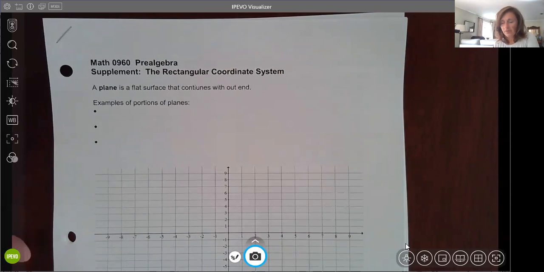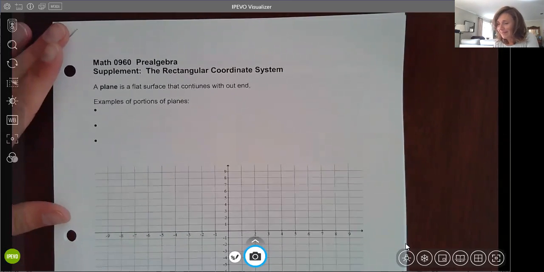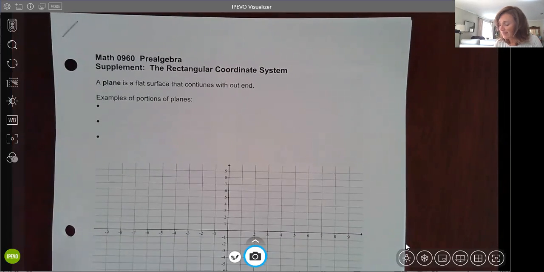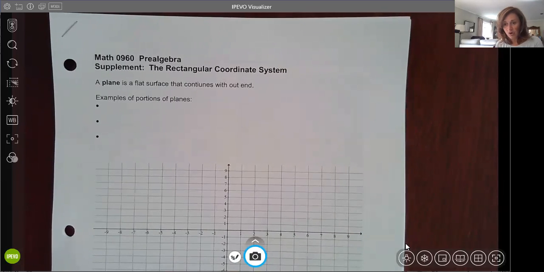So we're going to take the definition of a plane. And so a plane is really a theoretical concept because it says it's a flat surface that continues without end. So what we talk about, because really nothing goes without end, a plane can't go without end, we talk about portions of planes. So an example of a portion of plane would be this piece of paper, right? The sheet of paper, or my tabletop, or your desktop, right?